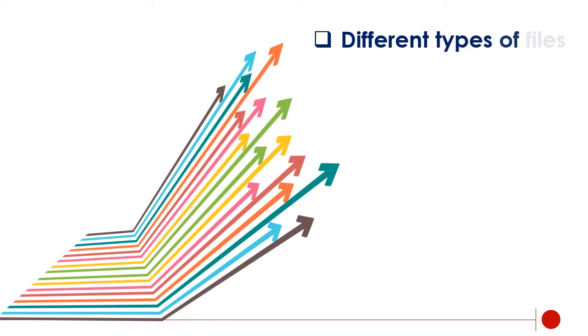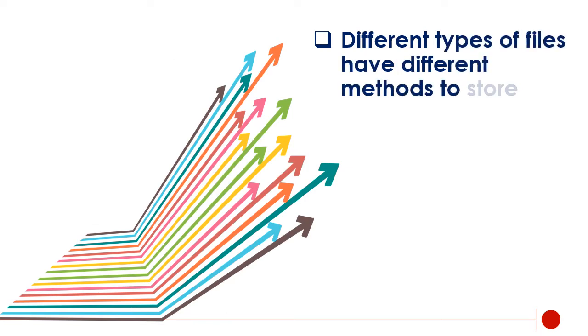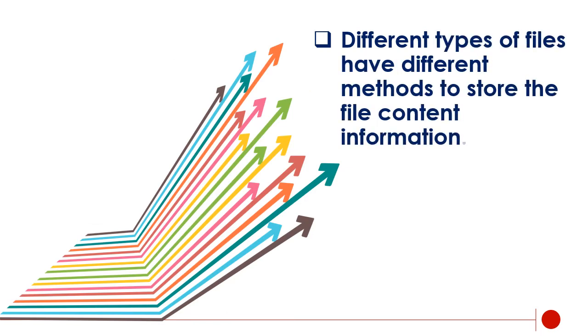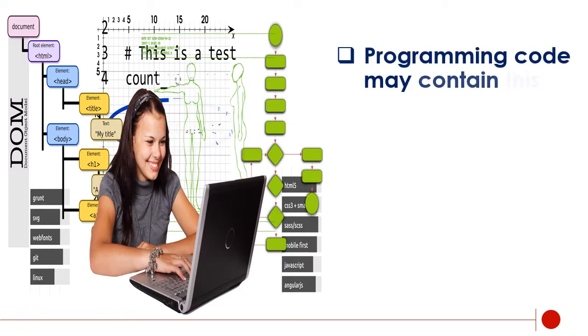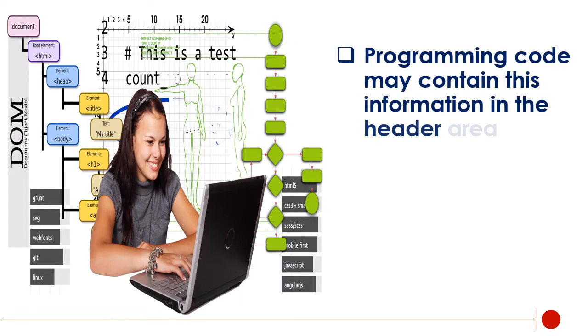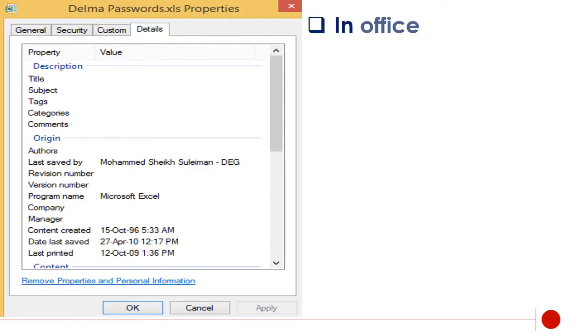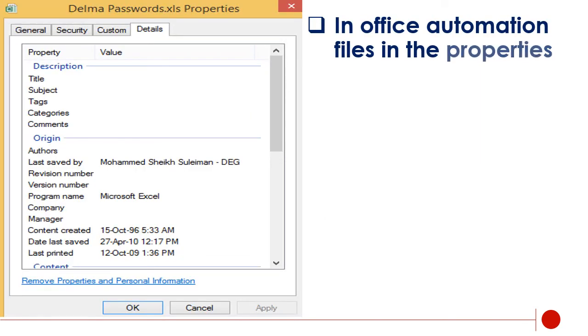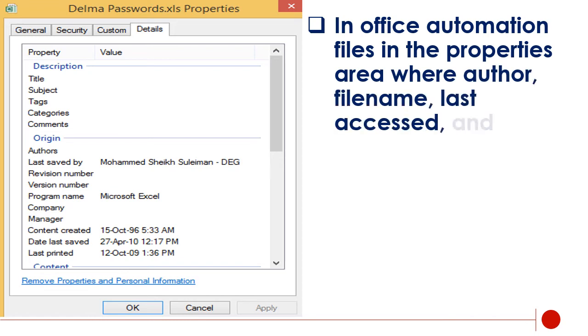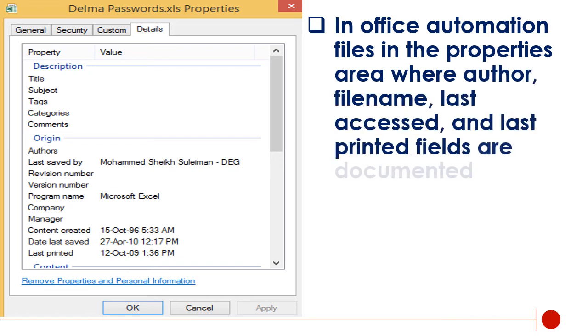Different types of files have different methods to store the file content information. Programming code may contain this information in the header area at the top of the file. In Office automation files, it is in the Properties area where author, file name, last accessed, and last printed fields are documented.